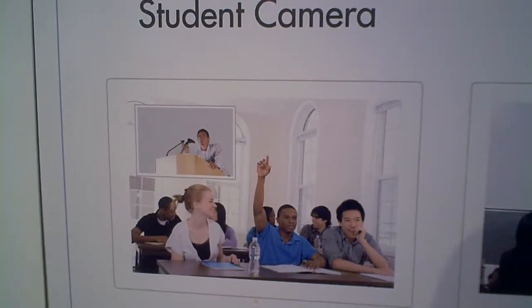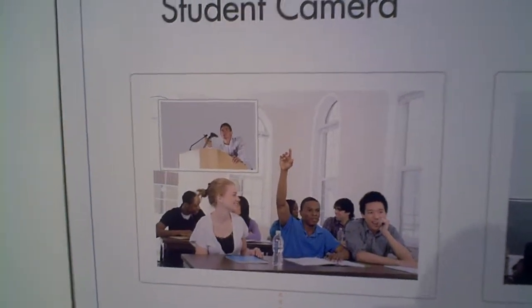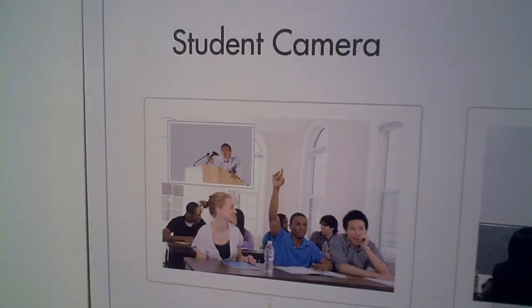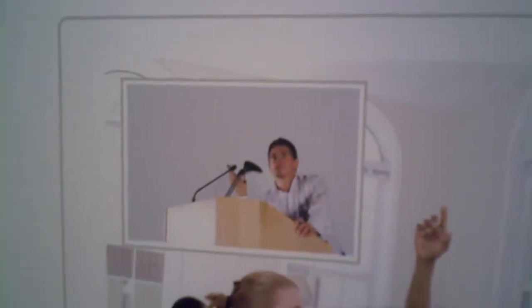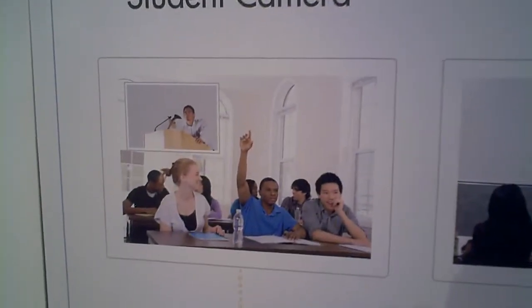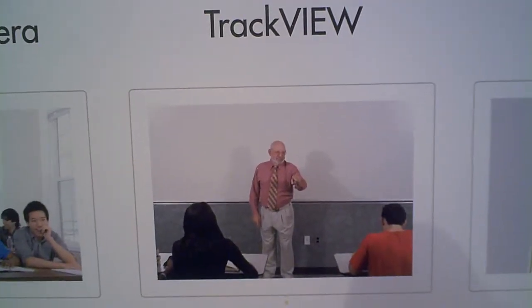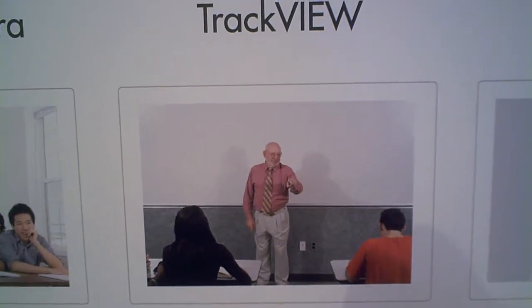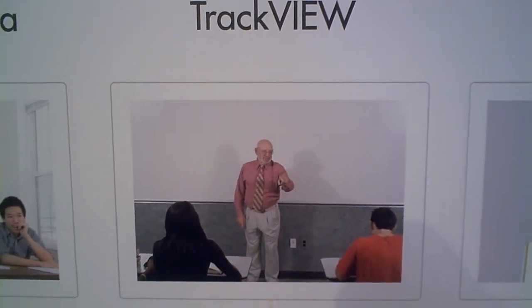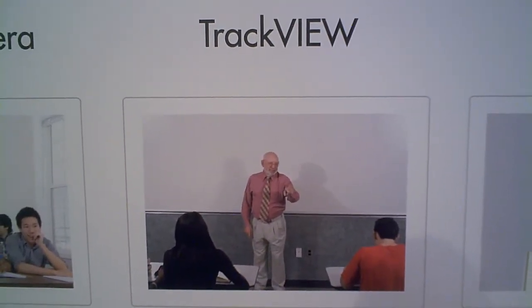You can see by this display, there's a student camera as the student is presenting. That can appear anywhere on the screen in a mortise. There's a track view capability. This is a tracking camera when the presenter steps away from the podium. A tracking camera follows them.